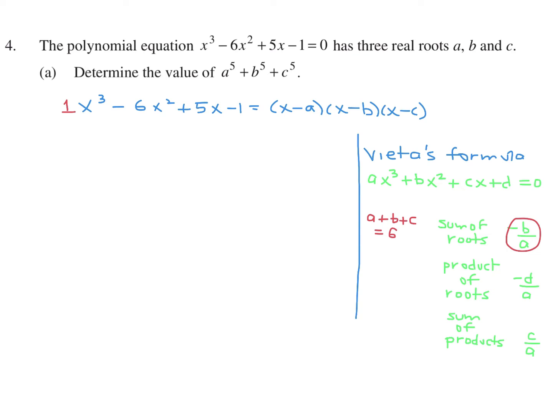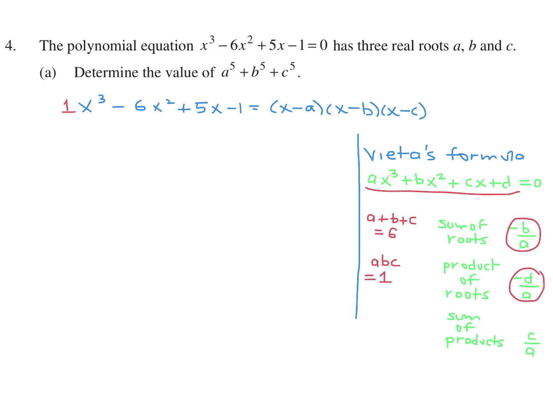Product of the roots. Product of the roots, of course, is a times b times c. And if we apply minus d over a for an equation of that form to our equation, our d is minus 1 and our a is 1. So it would be minus minus 1 over 1, which is just 1.